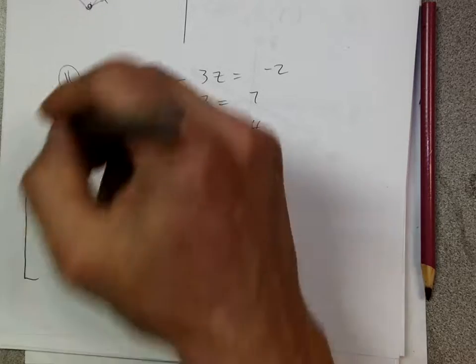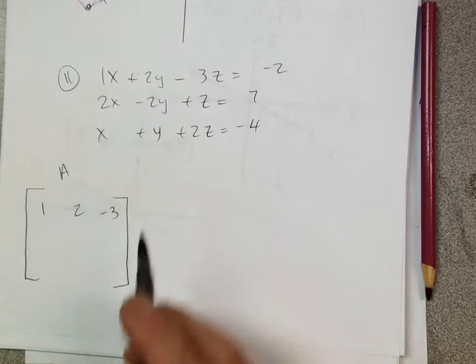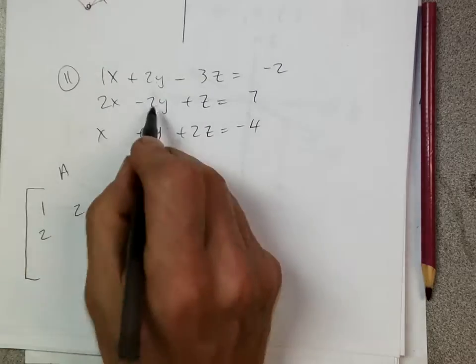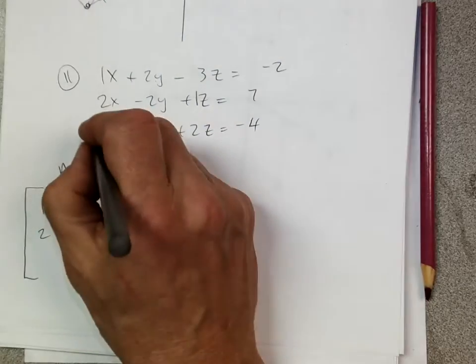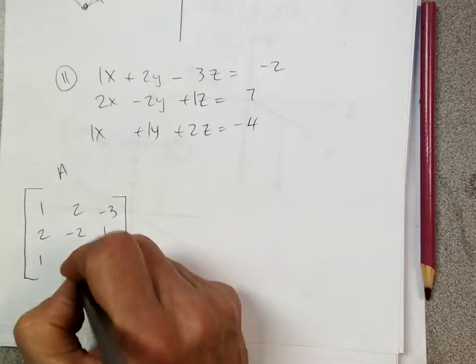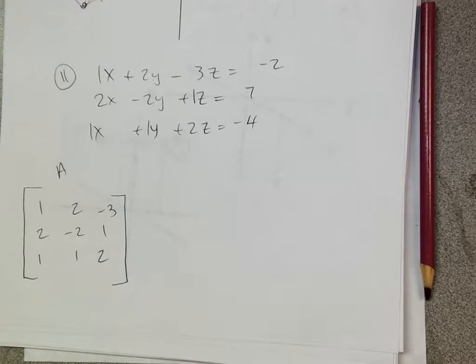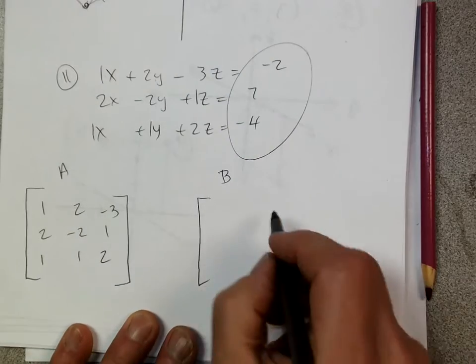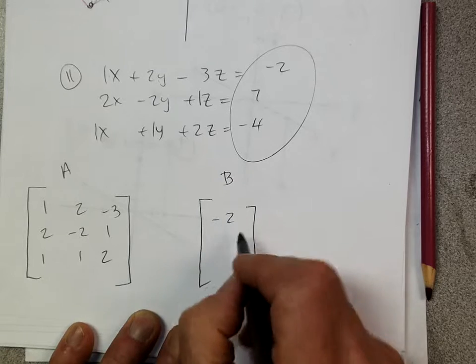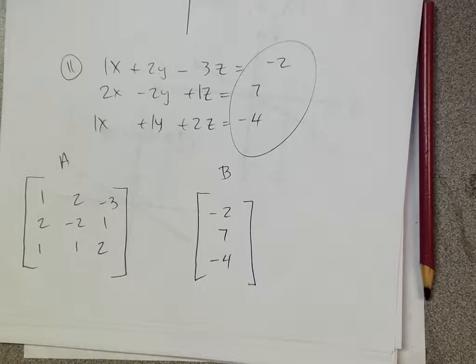The numbers we're going to put in are 1, 2, negative 3, 2, negative 2, 1, 1, 1, and 2. Okay, the numbers just came from the coefficients of the variables. Now we need a box for B, or a matrix B. We're going to put these numbers into B: negative 2, 7, negative 4.